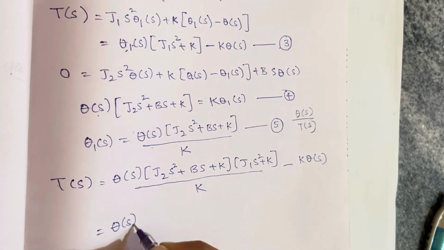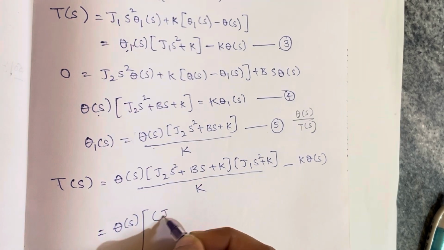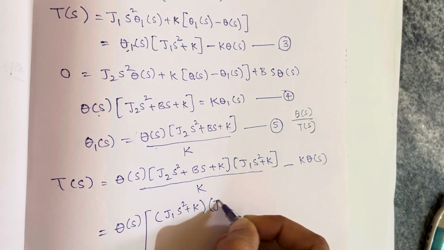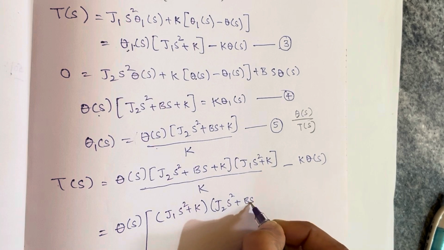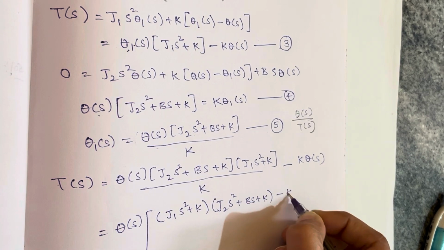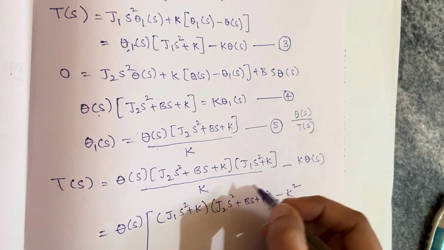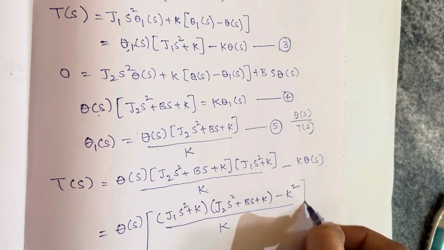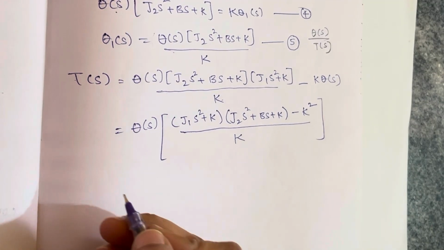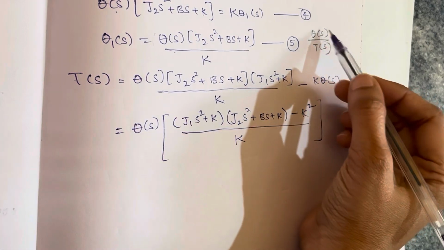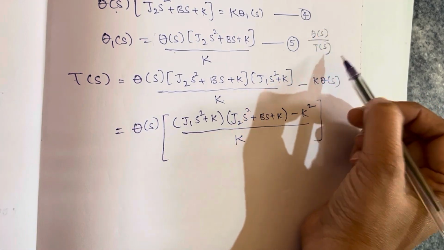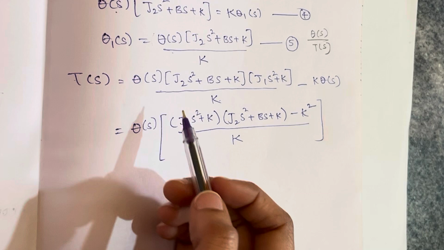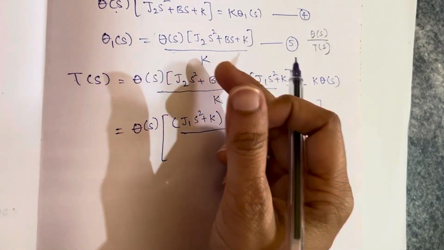Then I get theta of s into (J1 s square plus k) into (J2 s square plus bs plus k) minus k square, because when we take the LCM of these two, it will become k square, right, by k. Now it is time to find the transfer function of the given system. Already we know the equation is theta of s by T of s. We already have theta of s here and T of s here. Just let me invert it, then I'll get this equation.